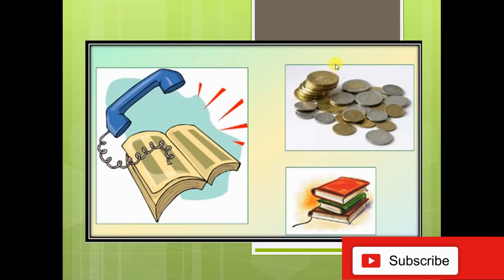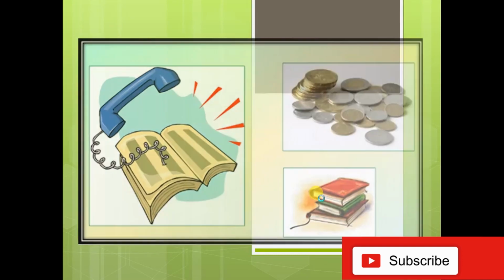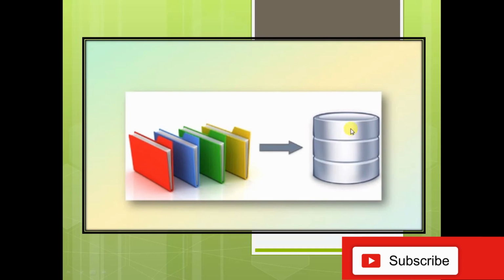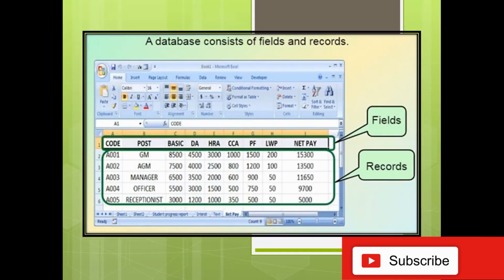Suppose we have this telephone directory, we can have different kinds of coins, we can have the catalog of library books. So all these things can be recorded in the form of data in Microsoft Excel. And whenever we want to represent data, the symbol which is used for database is this one. This is for files, and actually all the files, whether in Excel or any application, collectively can be worked together as a database.